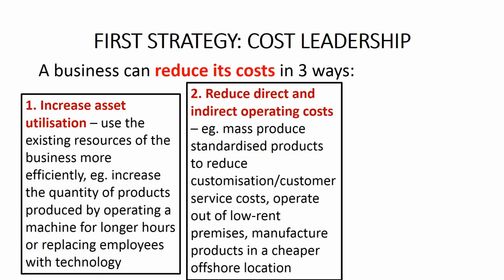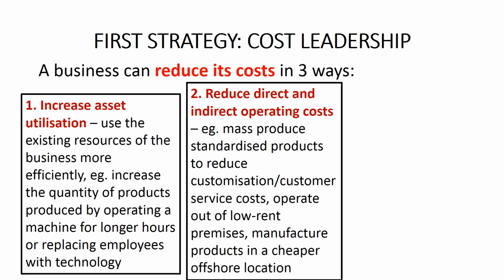Alternatively, another way of reducing your operating costs is to operate out of low rent premises. You might choose to rent premises rather than to buy premises. And when you're choosing to rent premises, you might choose to rent in a low rent area. This is particularly possible if customers aren't going to be fussed about the surroundings that they're shopping in. So they don't mind coming to a warehouse as opposed to, for example, a boutique to buy their clothes.